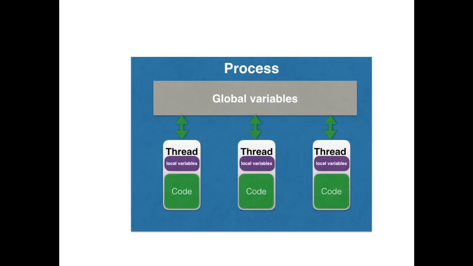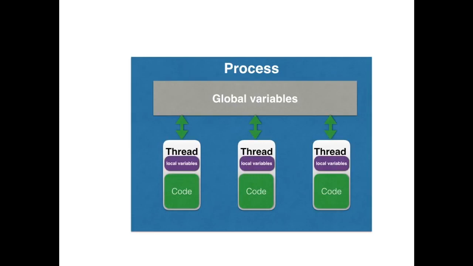Now let me explain threads using this diagram. You can see this whole blue box here is a process and the threads exist inside this process. In this process, you can see three threads. Inside those threads, you can see there is code and local variables. So a thread is a lightweight process that exists inside the process. Also, a thread is a sequence of control flow.